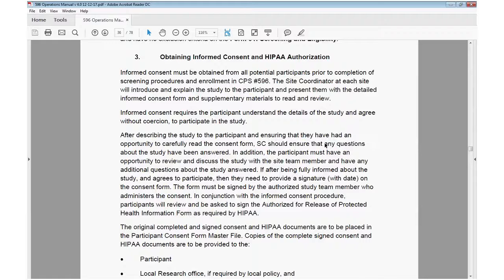Also, in line with the informed consent, it must be signed, but it does not have to be an active signature. If a person is going to have difficulties with a signature, a mark is acceptable as long as it is witnessed that they fully understand the consent, they've had all their questions answered, and that they are participating of their own free will.